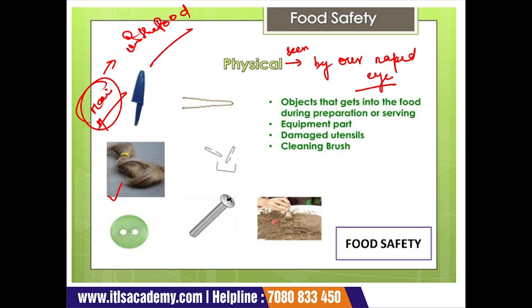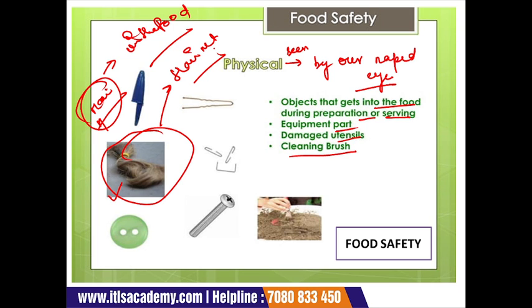Now, physical contamination is objects that get into food during preparation or serving. Sometimes we serve the food, or sometimes we prepare the food, and at that time it gets into the food. Sometimes it is part of the equipment, sometimes part of damaged utensils, and sometimes part of a cleaning brush. So in short, it can be seen by our eyes. So what we have to do when we prepare food is wear a hair net. This hair net prevents contamination by hair.